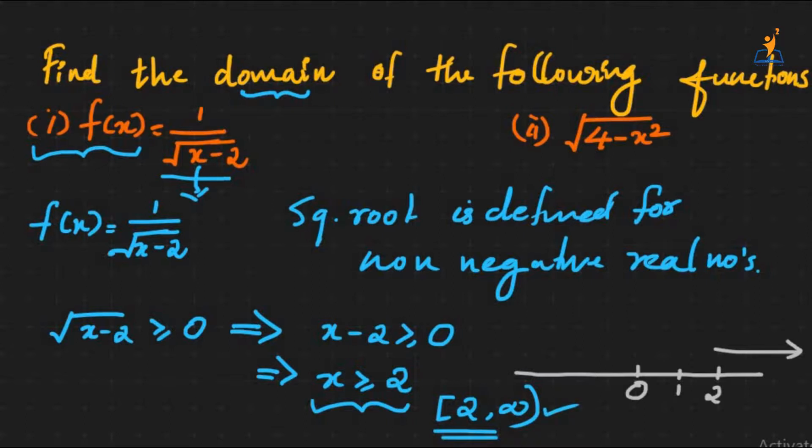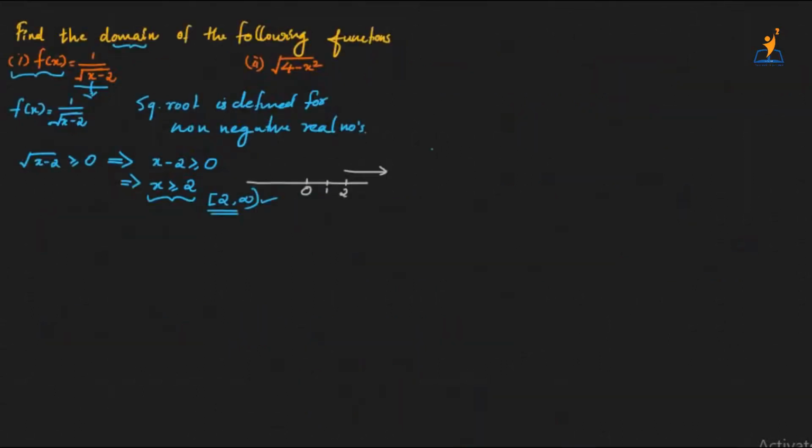Now we shall find the domain of the second function. As you can see, the second function is given by f of x equals square root of 4 minus x square, and by a similar argument we can find the domain of this function also. We know that square root is defined only for non-negative real numbers. So 4 minus x square must be greater than or equal to 0.